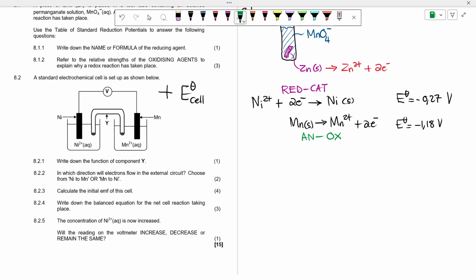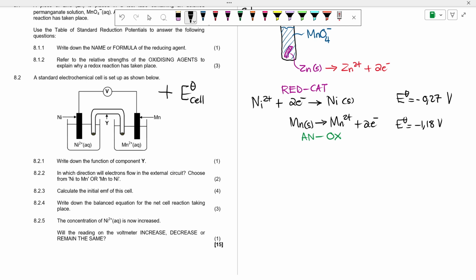Okay, cool. Then, I could do the E0 cell, but I presume that there's going to be that question. And I could do the net ionic reaction, but I presume that question could be there as well. So let's just follow the questions. Okay, then the question was, in which direction will electrons flow? Is it from nickel to Mn or from Mn to nickel? What do we say?